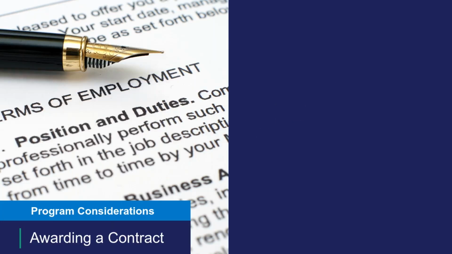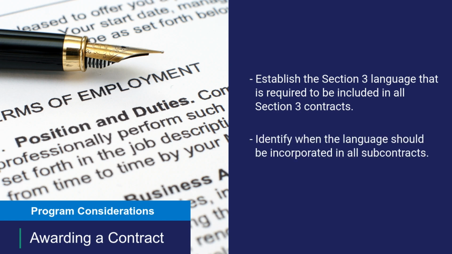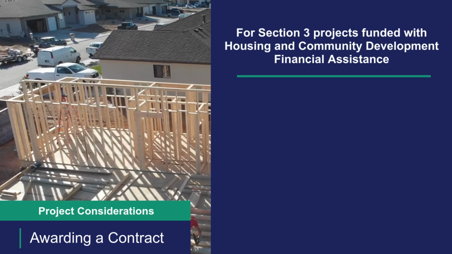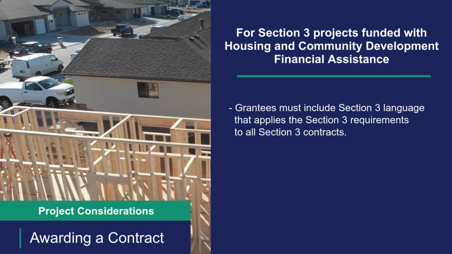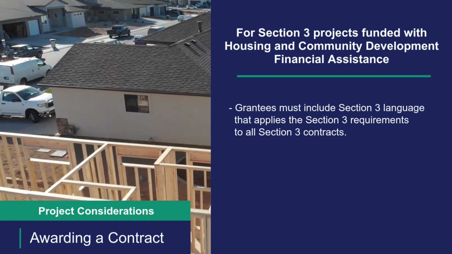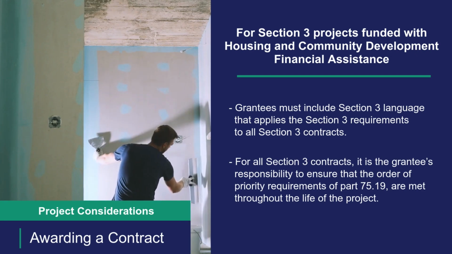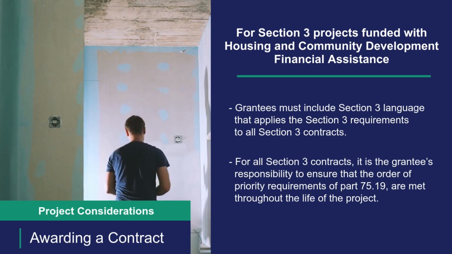At the program level, grantees should establish the Section 3 language that is required to be included in all Section 3 contracts, and should identify when the language should be incorporated in all subcontracts. For Section 3 projects funded with housing and community development financial assistance, grantees must include Section 3 language that applies the Section 3 requirements to all Section 3 contracts. For all Section 3 contracts, it is the grantee's responsibility to ensure that the order of priority requirements of Part 75.19 are met throughout the life of the project.